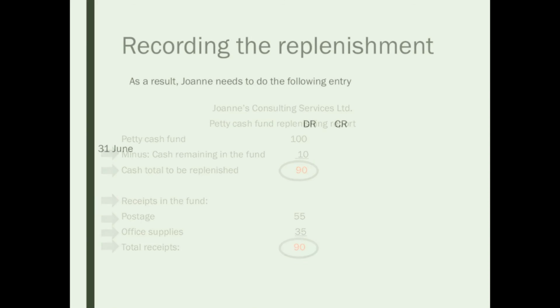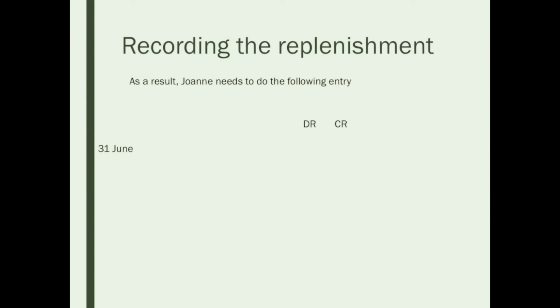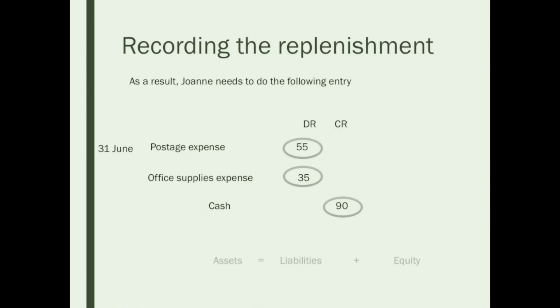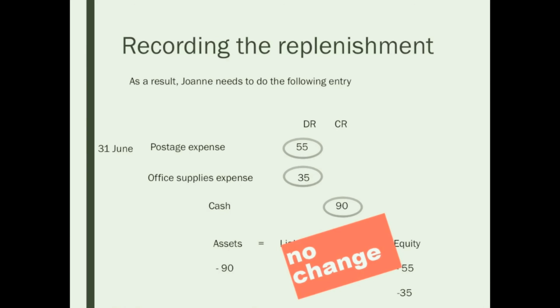Recording the replenishment. As a result, Joanne would debit the expenses, which are the postage expense of $55 and office expense of $35. She would also need to cash the check worth $90 in order to replenish the fund. Note again that the assets decrease by 90, however equity increases by the value of 90. So there is no change in the assets equals liability and equity equation.